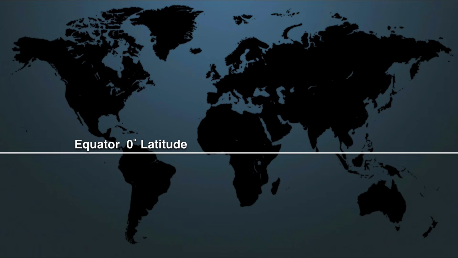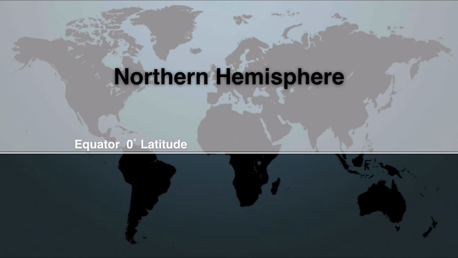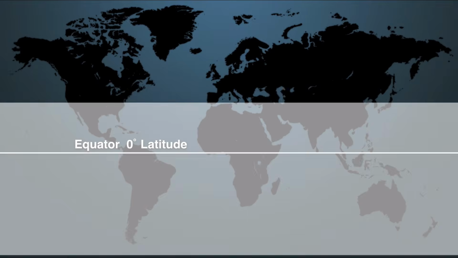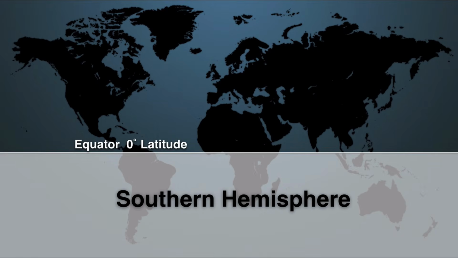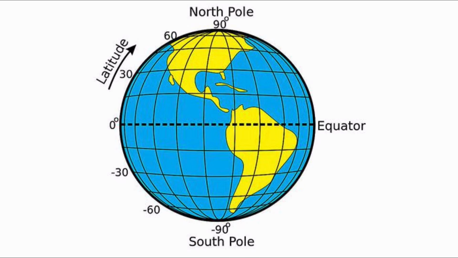The equator is the 0 mark of latitude. It is the dividing line between the two hemispheres. So the equator divides the Earth into the northern hemisphere, so anything north of the equator, and the southern hemisphere, anything south of the equator. Lines of latitude run from the equator up to the north and south poles. We measure them in degrees north if they're above the equator and degrees south if they're below the equator.